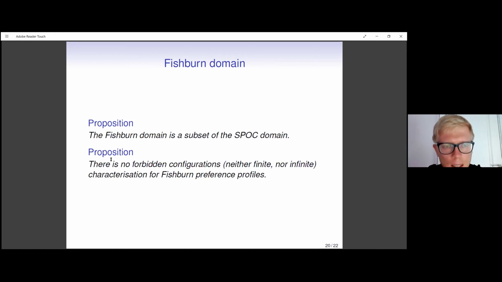I see. Okay. Therefore, the claim that the Fishbone domain is a subset is quite tricky. The first proposition is not simple, nor is the proof. I considered the forbidden configuration characterization from Lackner and Peters and showed that the Fishbone domain avoids all 3 configurations. So it's not possible to define an ordering of the Fishbone domain if we have these configurations. I applied Lackner and Peters' result about forbidden configurations.